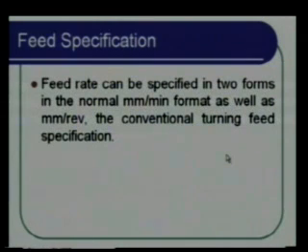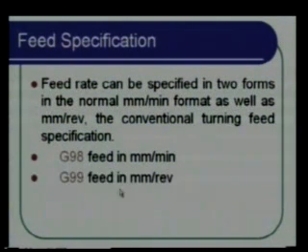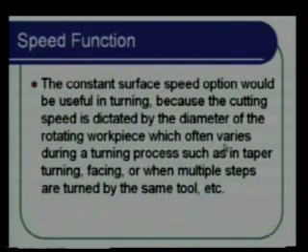Now feed specification is similar to that of the machining center, so the F value, and you can specify either millimeter per revolution or millimeter per minute. Whenever you use millimeter per minute, you will have to give G98, and if you want millimeter per revolution, you will have to give G99. That's the only additional G code that will have to be given. And speed, again similar, you can give either direct RPM or constant surface speed, that is meters per minute or feet per minute. Again we will have to use G96 and G97 for the constant surface speed option.